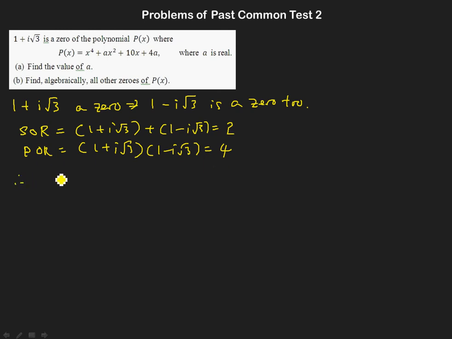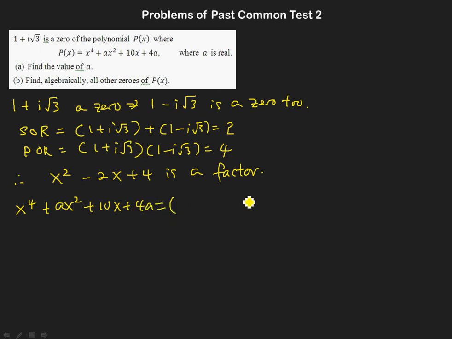That means x squared minus 2x plus 4 is a factor, a quadratic factor to be exact. So what I'm going to do now is equate the polynomial given to a product of two factors. The first one is this one. We found this. Now the second one. Now how to write the second one?